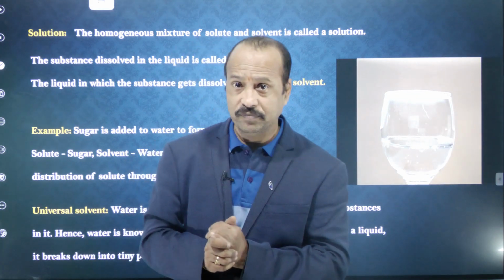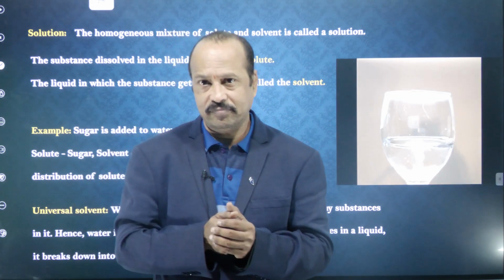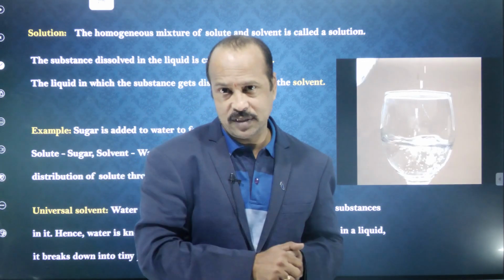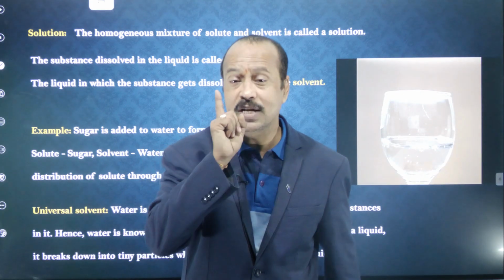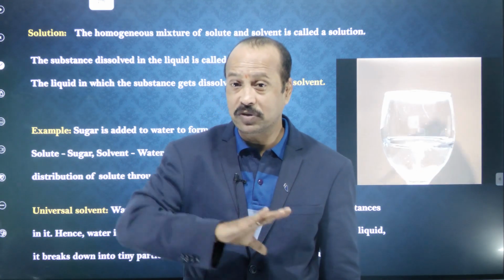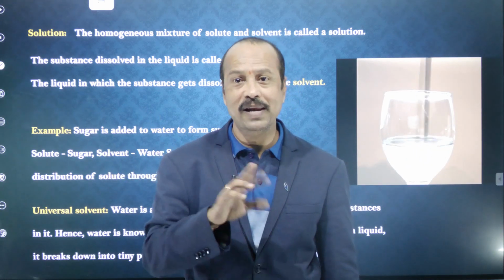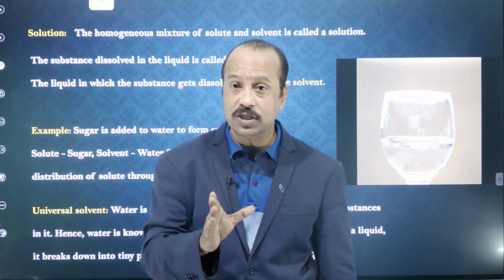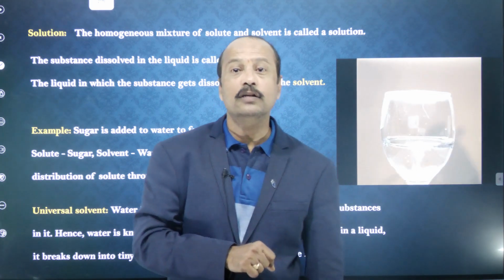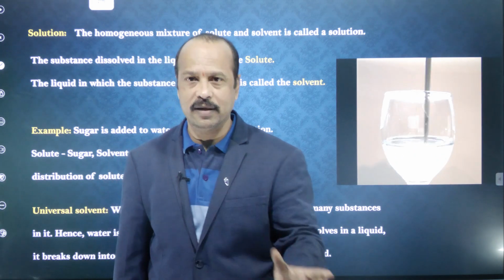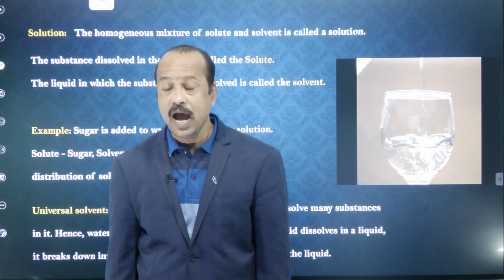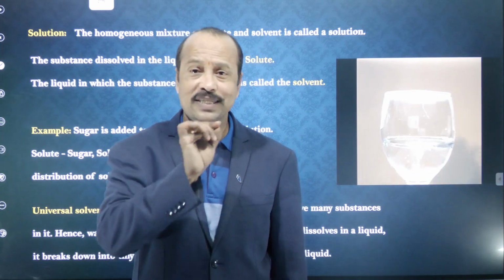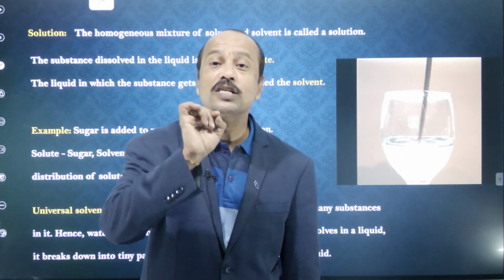And in that solution, generally which is in more quantity is called a solvent. Students, which is more quantity, that is called a solvent. Solvent means which is more quantity. For example, if you are having milk and sugar, in that which is in more quantity? Milk, right? So milk is called the solvent. And which is in less quantity? Sugar. Just 1 or 2 spoons of sugar is there. So this is in less quantity, hence it is called the solute.